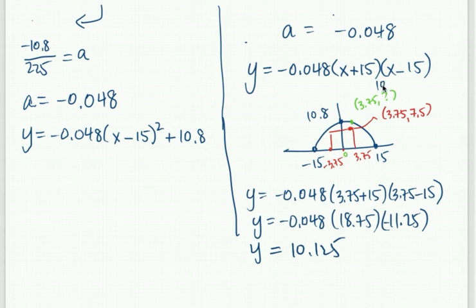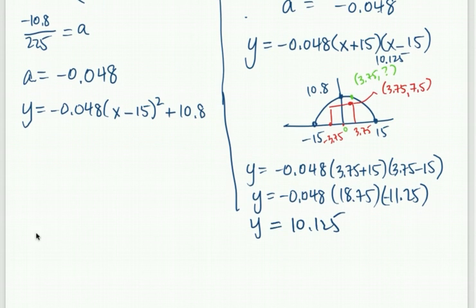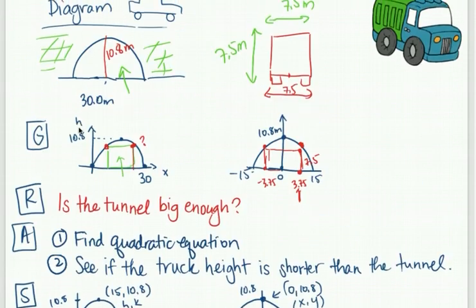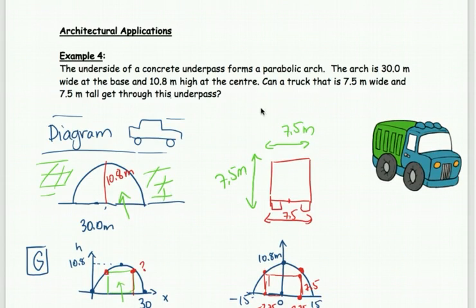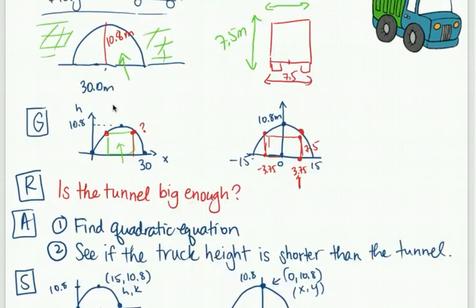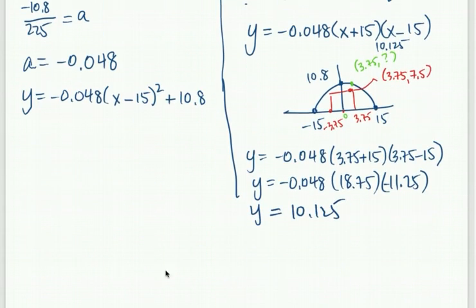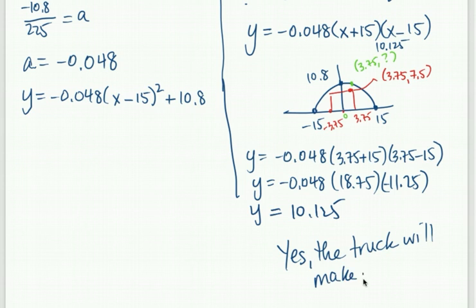So 10.125. So since it's high enough, that truck is going to make it through safely. Okay, so yeah, so can a truck that's 7.5 by 7.5 tall make it through the underpass? Yes. Okay, so make it through safely.